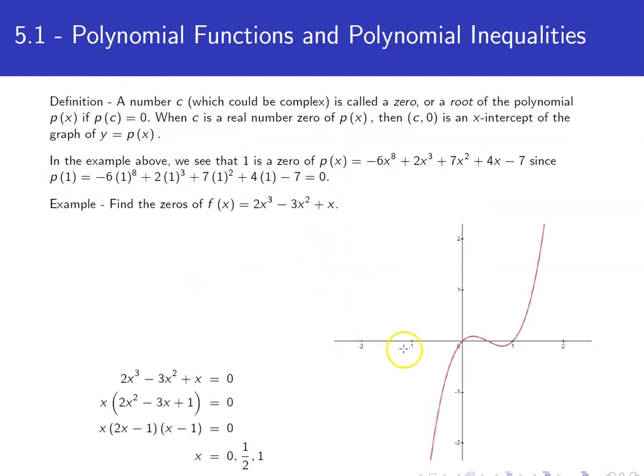And if we look at the graph of this polynomial, we do see the polynomial crosses the x-axis at 0, at 1/2, and at 1.